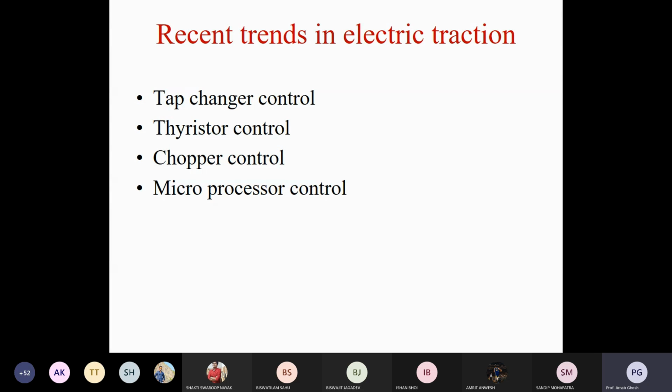Another two windings are there, called auxiliary winding 1 and auxiliary winding 2. One auxiliary winding is specially dedicated to a number of relays. There are LT relays, low tension relays, and high tension relays. A lot of relays are there, as well as some internal machinery operations like uplifting the pantograph.